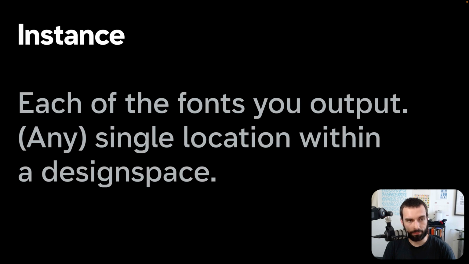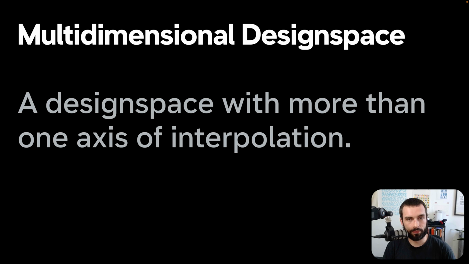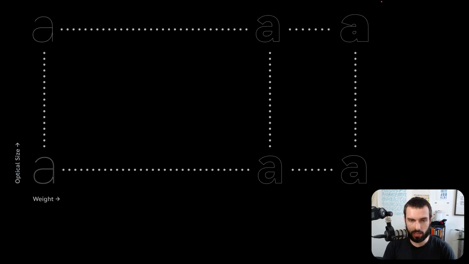You'd also want to think about instances, which in a variable font or design space, each location within that is an instance. So even if you just draw 3 sources, the cool thing about interpolation is that it can give you 12 or 100 or almost infinite amount of instances in between your sources. And then it gets really fun when you start to think about multidimensional design spaces. This is a long word. It basically means that you have more than one parameter that can be controlled within a design space.